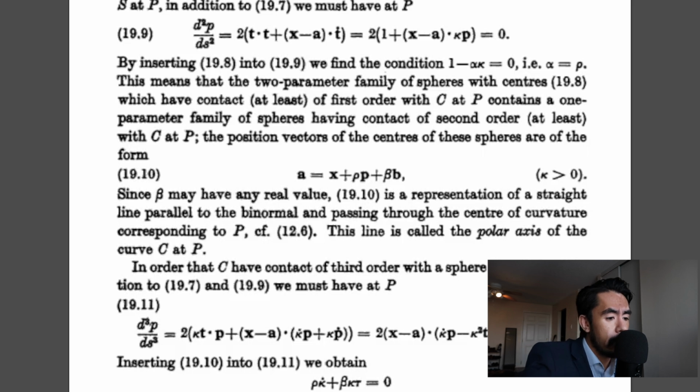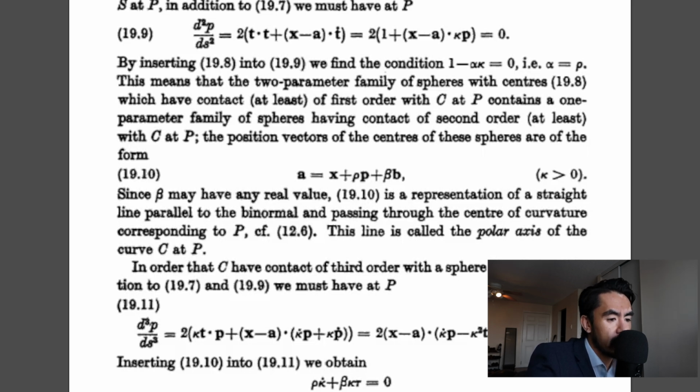This means that the two-parameter family of spheres with centers given by this vector A, which have contact at least of first order with C at P, we could have higher partial derivatives here if we want, possibly, with C at P, capital P, the point, not the unit principal normal vector, the point P contains a one-parameter family of spheres having contact of second order at least with C, the curve, at the point capital P.